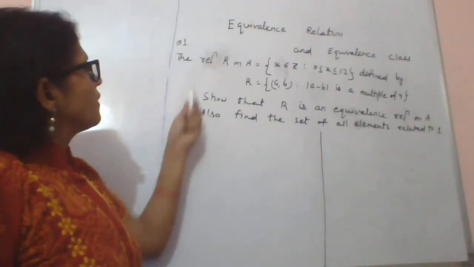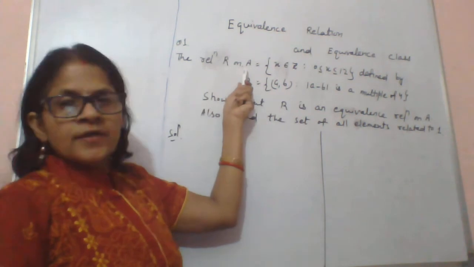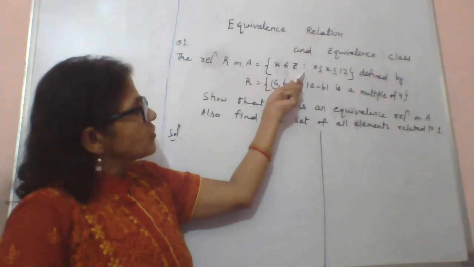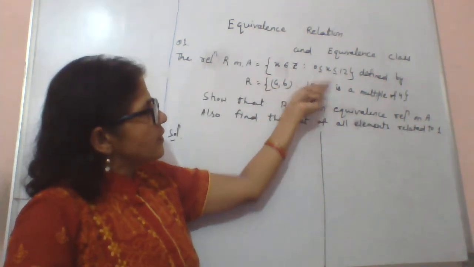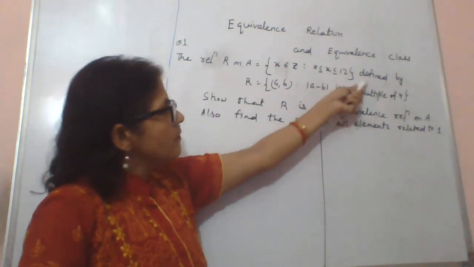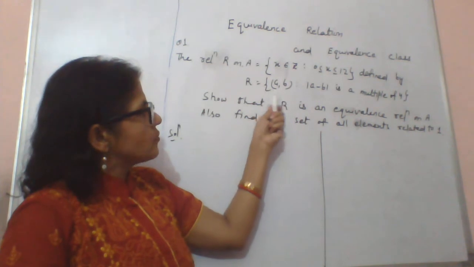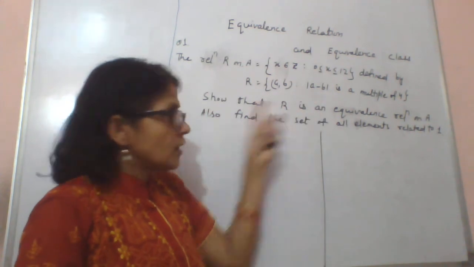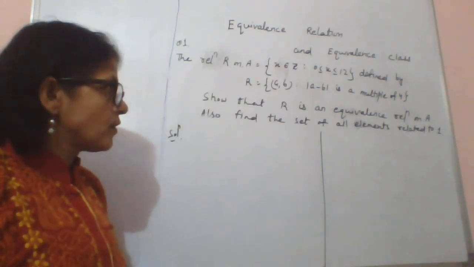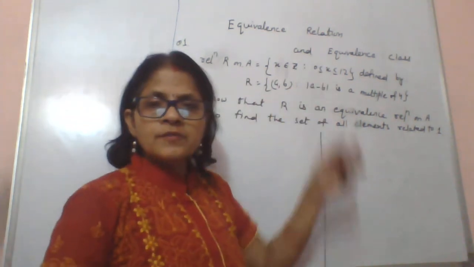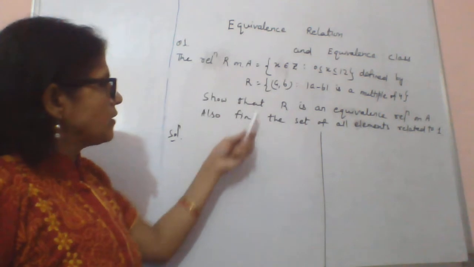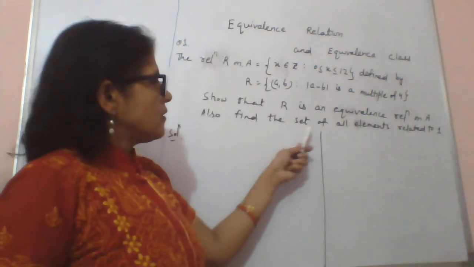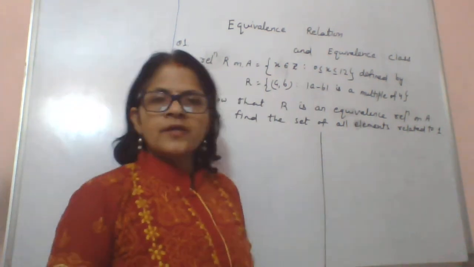So see the question. The relation R on set A, where A is the set of x belonging to the integers Z such that x lies between 0 and 12, both inclusive, is defined by R equals the ordered pairs (a, b) such that mod a minus b is a multiple of 4. So here the relation on set A is mod a minus b is a multiple of 4. Show that R is an equivalence relation on set A. Also find the set of all elements related to 1.